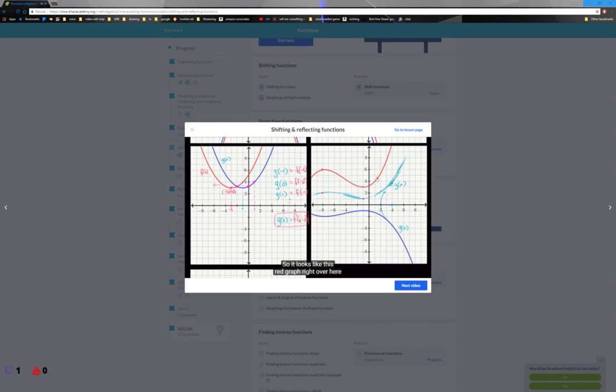So it looks like this red graph right over here is 3 times this graph. So this is 3 times negative g of x, which is equal to negative 3 g of x. So here we have f of x is equal to negative 3 times g of x. And if we wanted to solve for g of x, write g of x in terms of f of x, we would write, dividing both sides by negative 3, g of x is equal to negative 1/3 f of x.